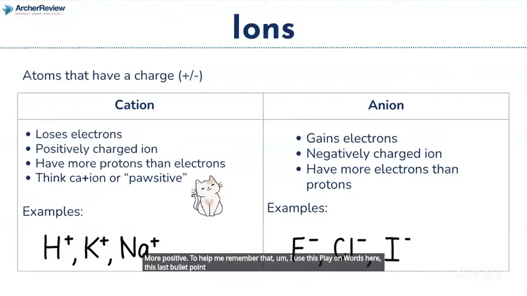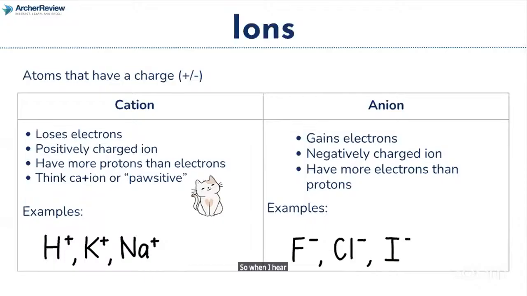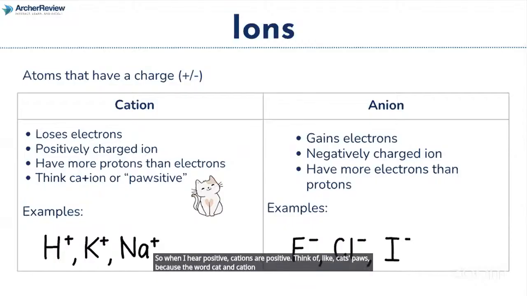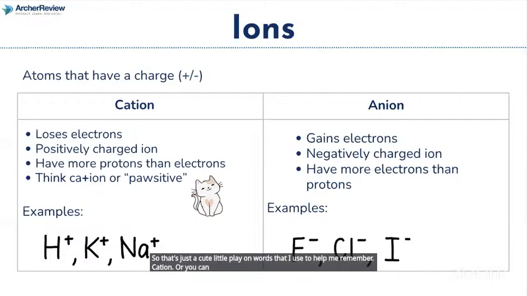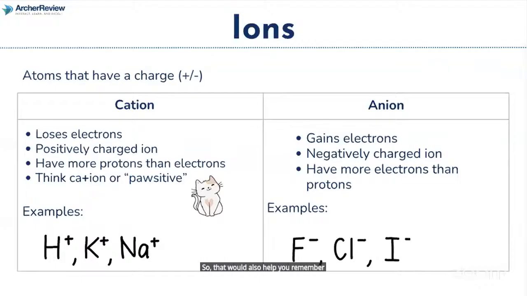To help me remember that, I use this play on words here, this last bullet point. I am a cat lady. I got a couple cats. I love my cats. So when I hear positive, cations are positive. Think of cat's paws because of the word cat and cation, and they're positive, like little kitty paws making biscuits. So that's just a cute little play on words that I use to help me remember cation. Or you can also think of the t in cation as a plus sign.